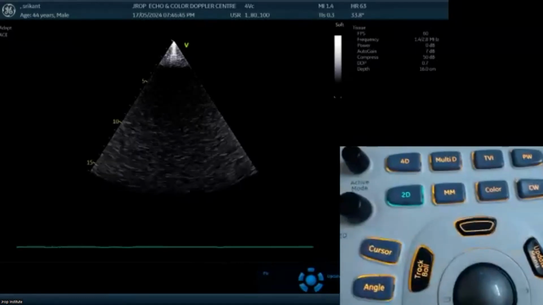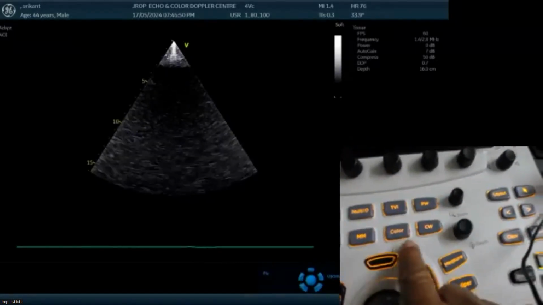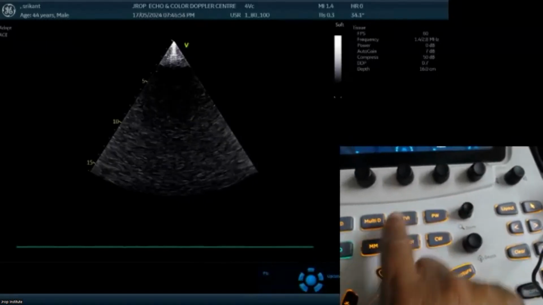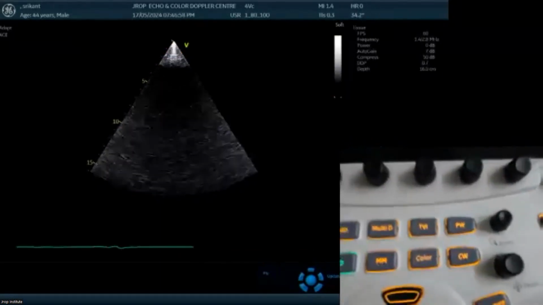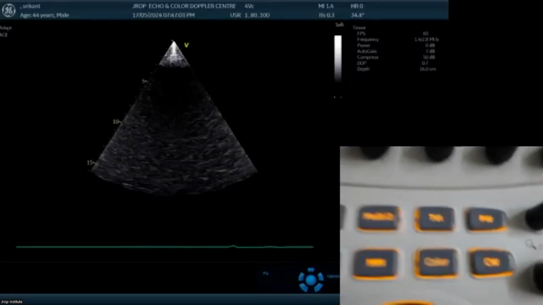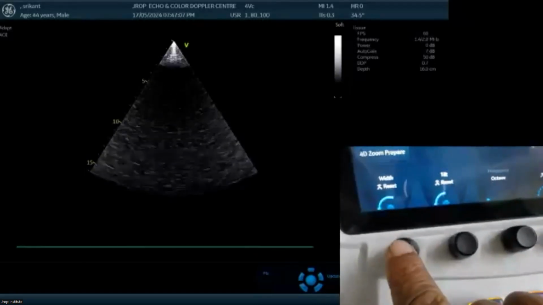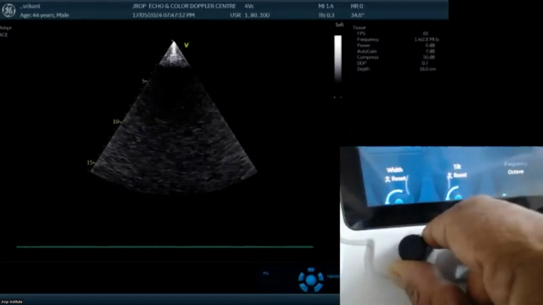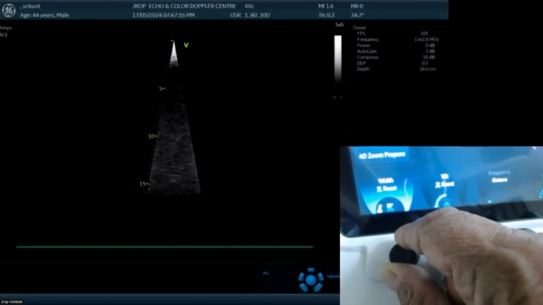So what you need the majority of the time is 2D images, M mode, color, then CW, PW. This is tissue Doppler imaging. We will come back to this later on. This is tissue Doppler imaging or tissue velocity imaging. And then there are buttons for width and reset. Look, I'm focusing it gradually. Look at the width. I'm reducing the width of the sector.